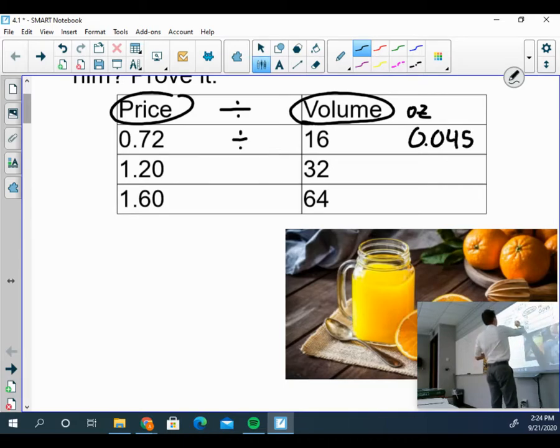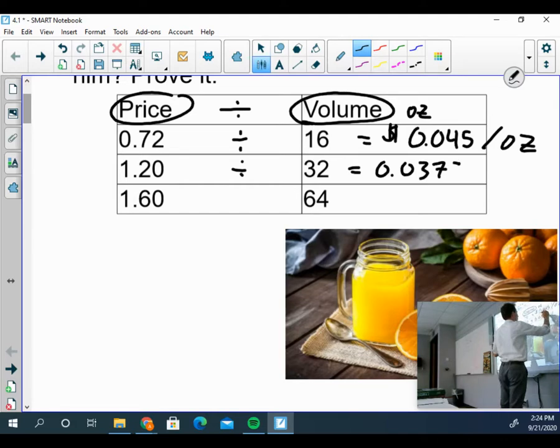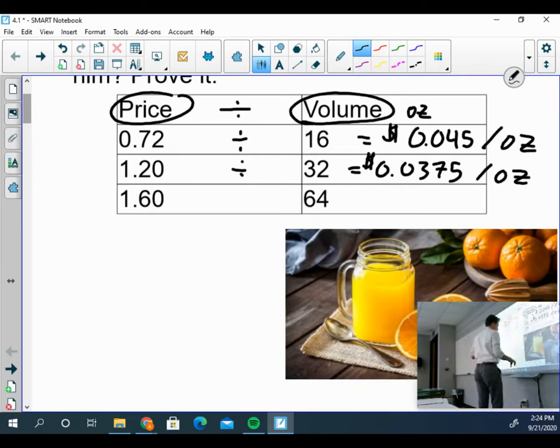Okay, and again, what does that do for me? That is the price per ounce. That is, I'm paying roughly 4.5 cents per ounce of orange juice. Okay, well, what about 1.2 divided by 32? Well, when I do that, I get 0.0375. So 3 3/4 cents per ounce. A little cheaper.